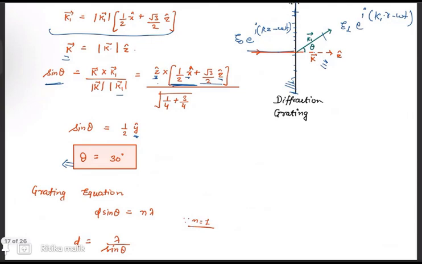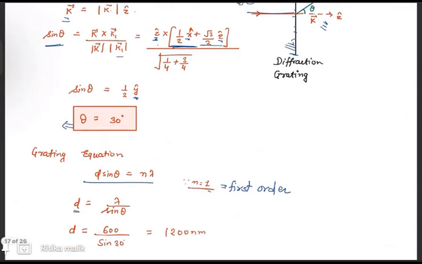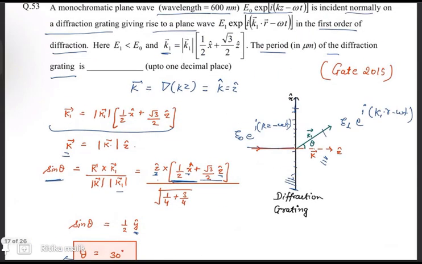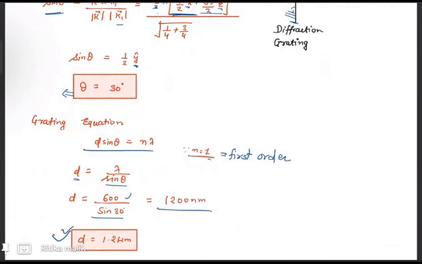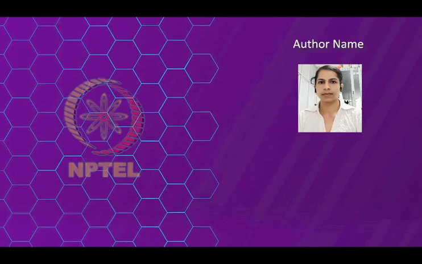So the grating equation, which is t sine theta equals n lambda, with n equal to 1 for the first order, gives the value of t. So t equals lambda by sine theta. Lambda is given as 600 nanometer and sine theta is sine 30 degrees, so it will give 1200 nanometer. But the question is asked in micrometers, so the period of the grating is 1.2 micrometer. So the correct answer is 1.2 micrometer.